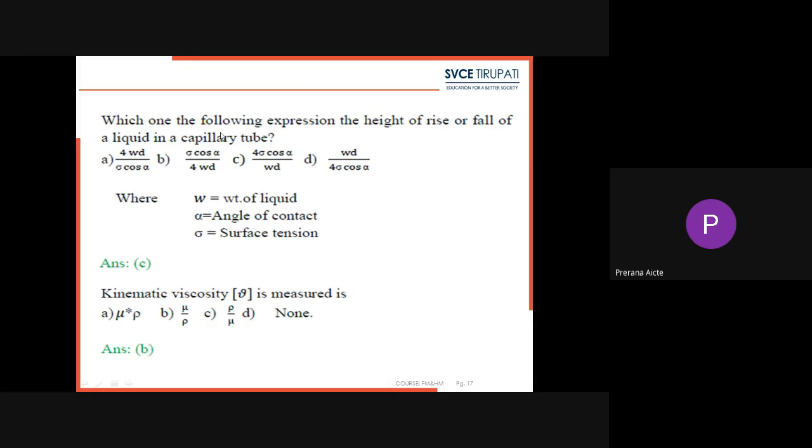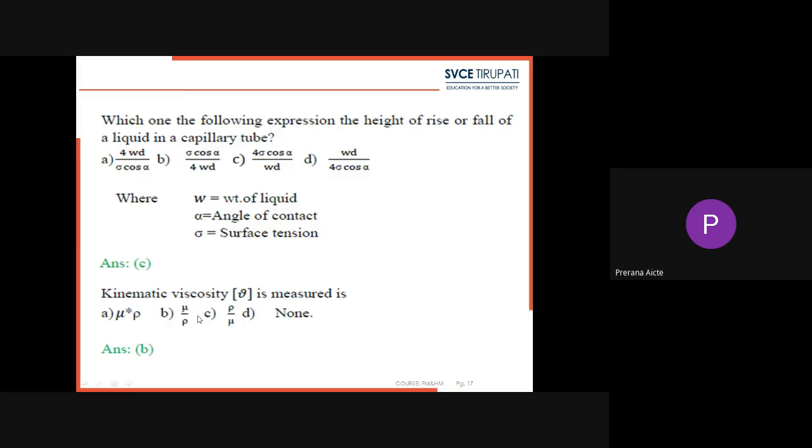Another question: which one of the following expressions gives the height of the rise or fall of a liquid in a capillary tube? Among all these, the third one is the correct one. The formula is 4 sigma cos theta by gamma d. Here they have represented theta as alpha and gamma as W. Of course, we can express it in any manner. Where W is the weight of the liquid, alpha is the angle of contact, and sigma is the surface tension.